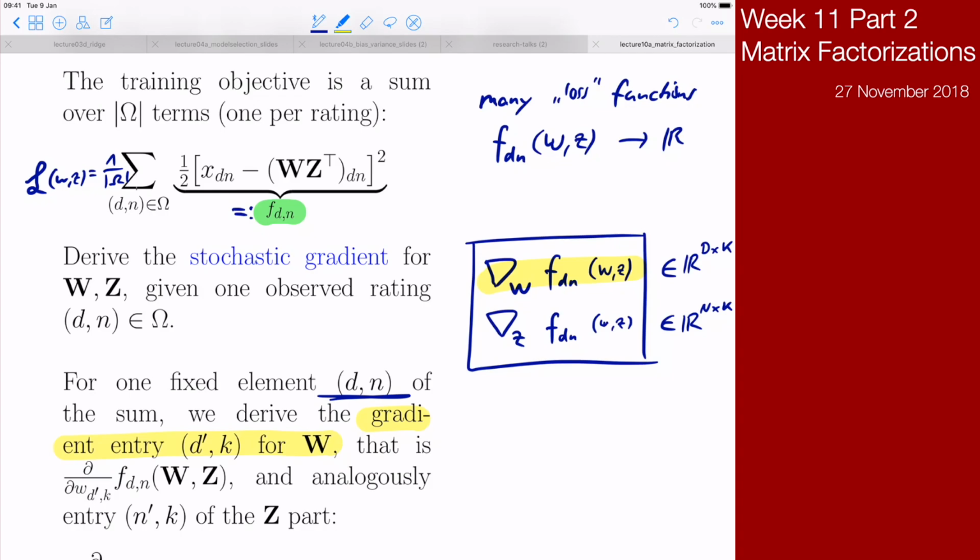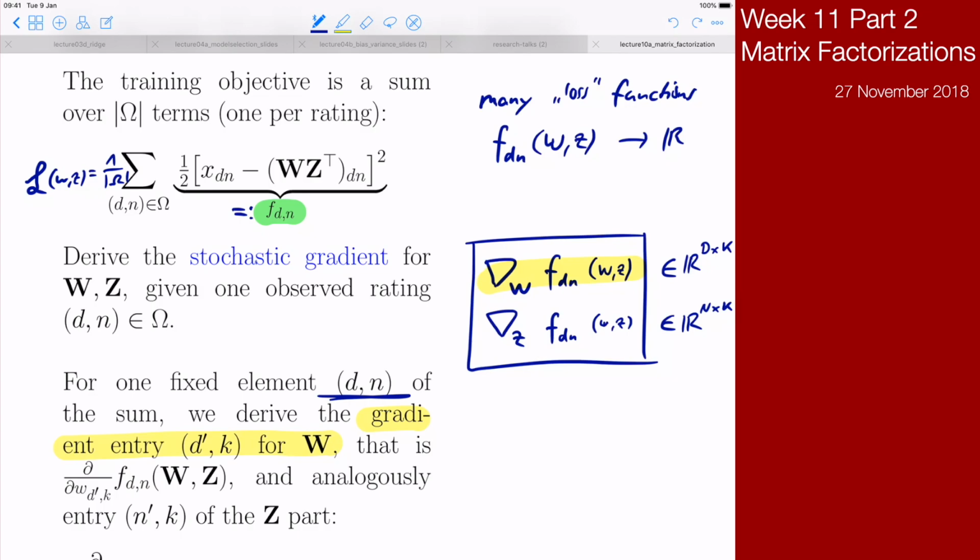Now we have to be a bit careful with the indices, because we've already decided which function we want to go for, and that function has the name d_n, right? So that actually comes from where? From here. That's one of the observed entries. So one user, one movie, that's the function we talk about. It's how far off our current prediction is for movie d, user n. So we talk about that part of the sum. That's what d_n is.